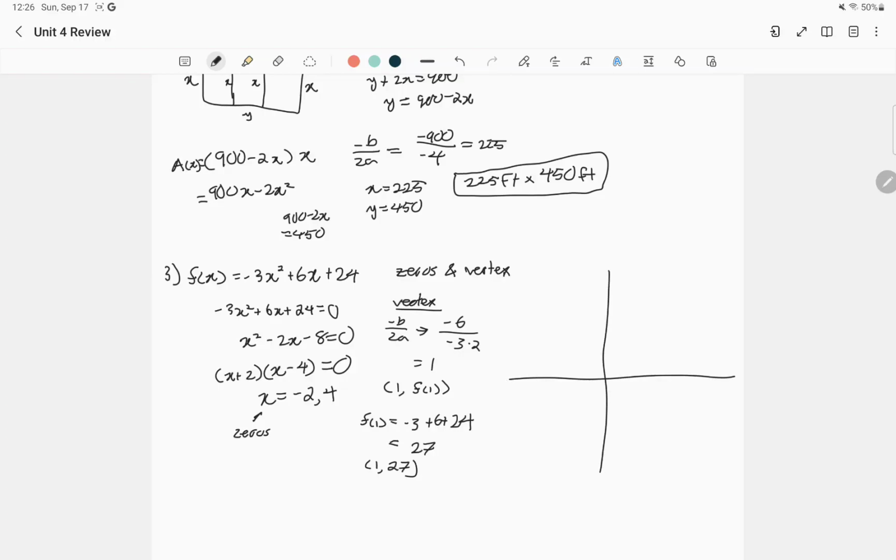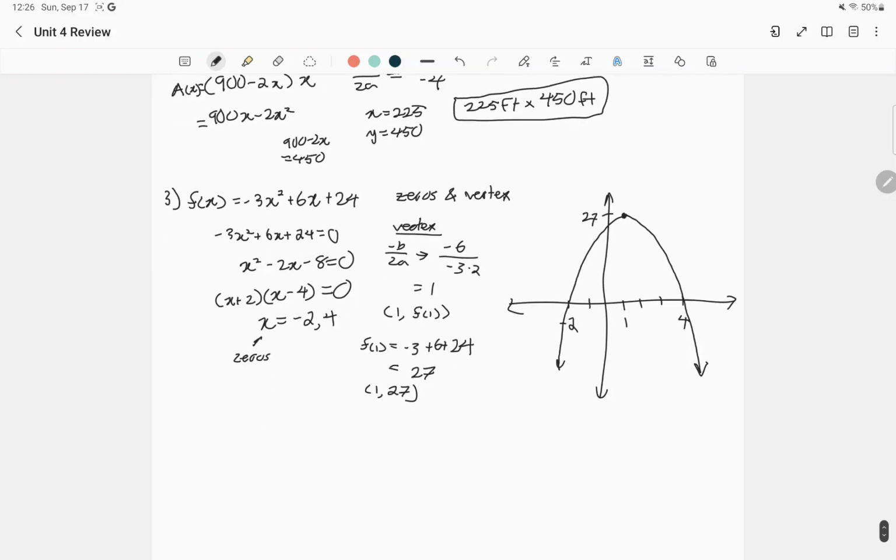So we do our little t right here, and this will give us negative 2 as a 0, and then 4 as a 0, and then we said the vertex was going to be at 1 and then 27. So this is our vertex right here, and then we graph like this, and we know it looks like a parabola. So that's all we need.